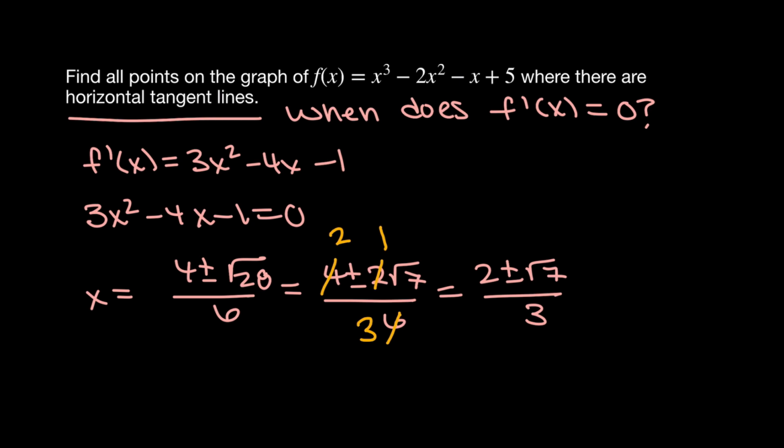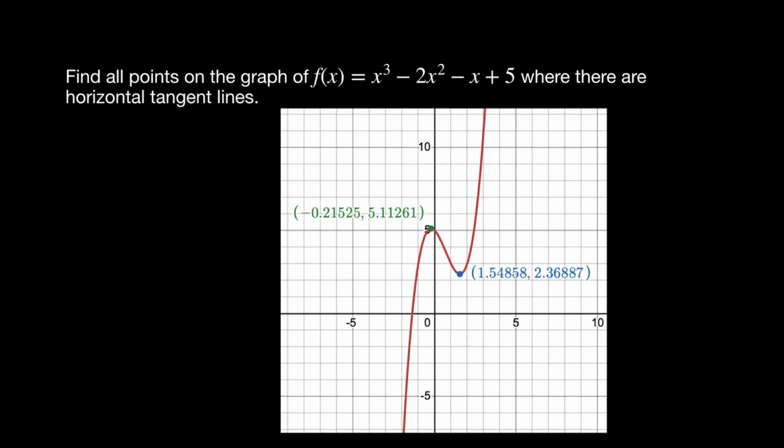I decided to verify this graphically, and so if I draw a graph of the function f of x equals x cubed minus 2x squared minus x plus 5, I can visually see on my graph that there are 2 different places where I have horizontal tangent lines. So one right there, one right there. Those are the 2 places on the graph where I have horizontal tangent lines.